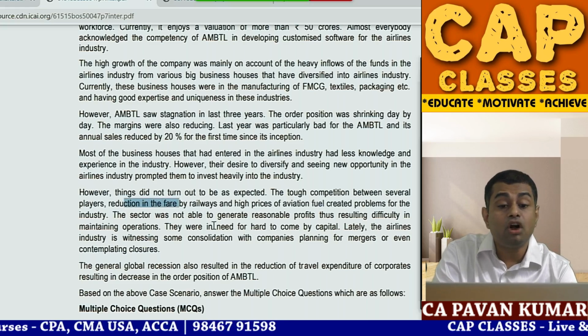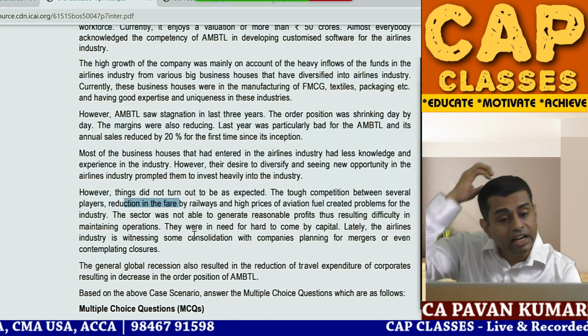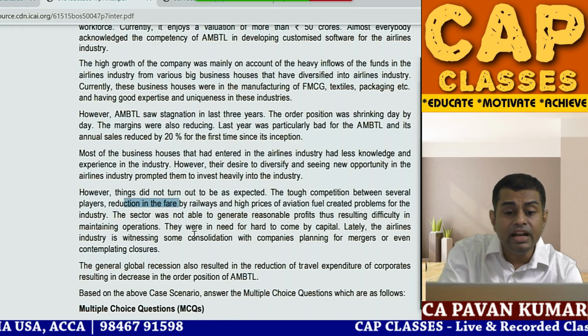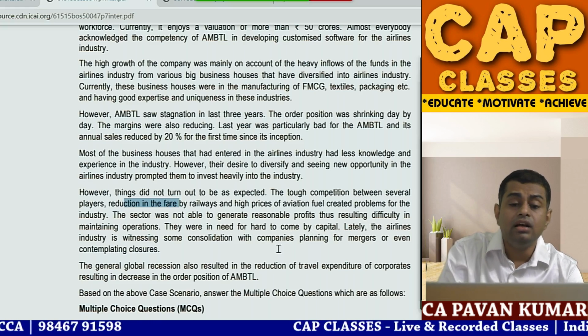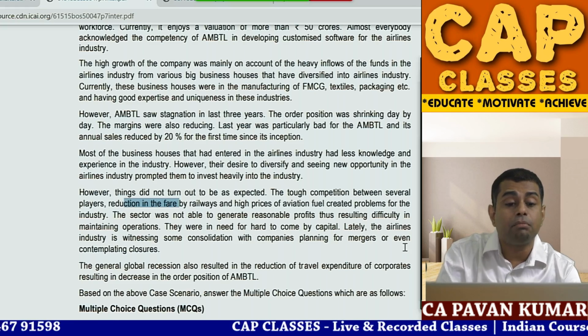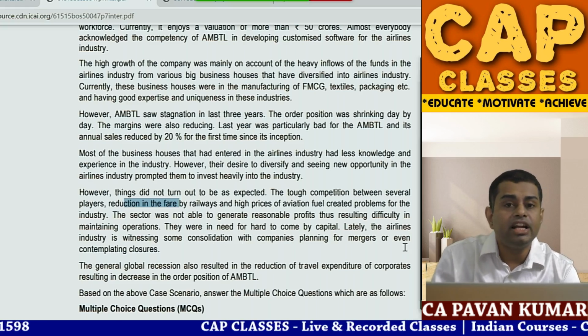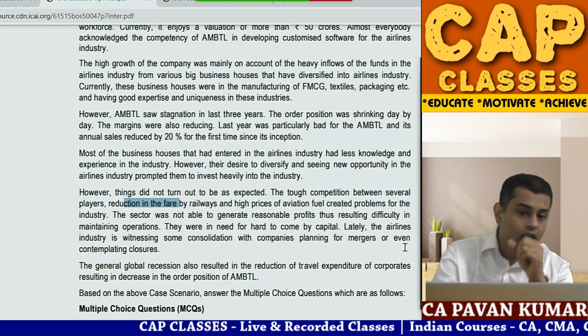The sector was not able to generate reasonable profits, thus resulting in difficulty in maintaining operations. They were in need of hard-to-come-by capital. Lately, the airlines industry is witnessing some consolidation, with companies planning for mergers or even contemplating closures. Some of them are closing down. Some of them are thinking of mergers.